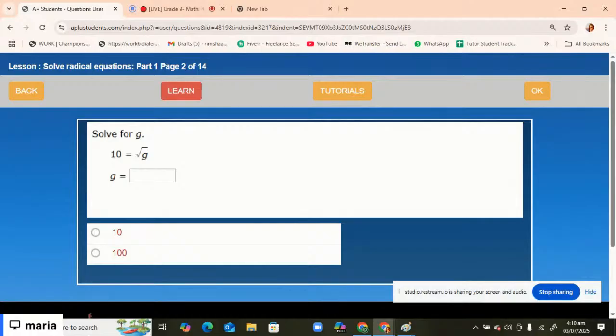So 10 times 10 is 100. We already solved this question. So I just put out the answer now.